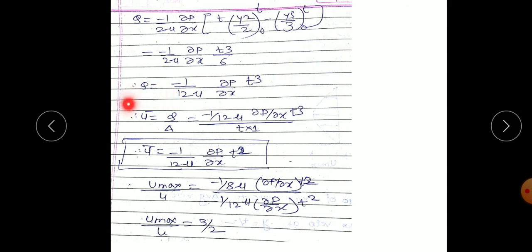Now we can find the average velocity u bar as q upon a. We get minus 1 by 12 mu delta p by delta x t square. This is the average velocity for the whole flow, where the area is t into 1. Now u max upon u bar: putting the value of minus 1 by 8, and the only change is minus 1 by 12. So we get finally u max upon u bar as 3 by 2.